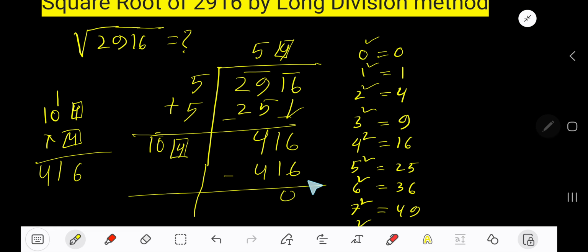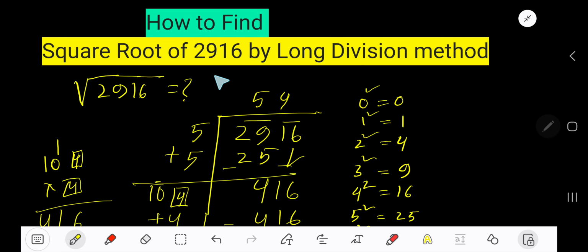Subtract, and as our remainder is 0, we are done. Our answer is 54. To check this answer, we have placed the digit 4, so the same digit will come under the divisor and add 4 plus 4, 8, 0, 1. The double of 54 is 108. So our answer is correct. So the square root of 2916 by long division method is 54.